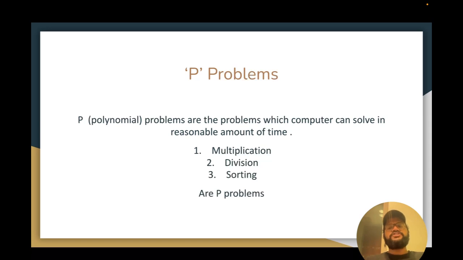Now to start with, P problems or polynomial problems are the problems which a computer can solve in a reasonable amount of time. And if given the solution, you can figure out if the solution is correct or not. Some basic examples for this would be multiplying two numbers, adding two numbers, dividing two numbers, sorting the elements of an array, swapping two numbers. These are all polynomial problems. These problems can be solved in polynomial time, or an algorithm can be designed to solve these types of problems in polynomial time. And if you are given a solution, you can also verify it in polynomial time. These are some basic P problems.